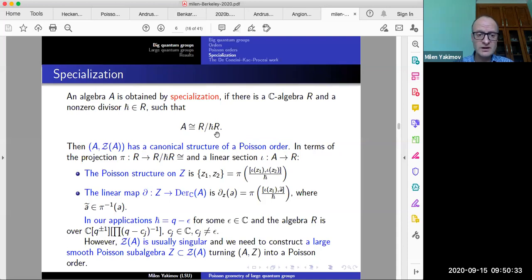So we always need to construct a large, smooth Poisson subalgebra Z. And if Z is a Poisson subalgebra of the center, then just by restriction, the pair A, Z is going to be a Poisson order. So the main difficulty all the time is to prove that if you construct a subalgebra Z of this center, it's actually a Poisson subalgebra, and to describe exactly what this Poisson subalgebra is. Those are always the hard parts, because you have to use the definition, but then into this definition go lots of details. So you can't really do a direct argument: here is my Z, it's obviously a Poisson subalgebra.